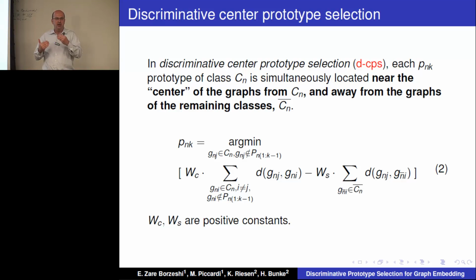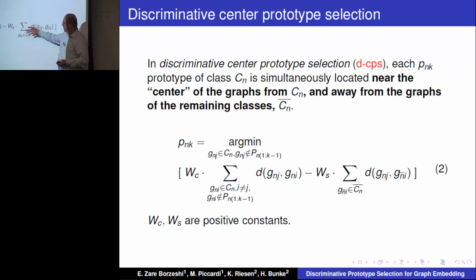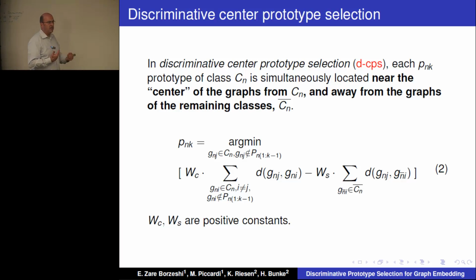Now there are these two objectives. One takes into account the compactness, and the other enforces separation. The two coefficients WS, WC are just positive coefficients, so when you increase in this term, the objective goes down. You're looking for a minimum, and that minimum is achieved as a trade-off of making the distances within class small and making the distance between that new prototype and the remaining graphs in other classes big. Simple idea.